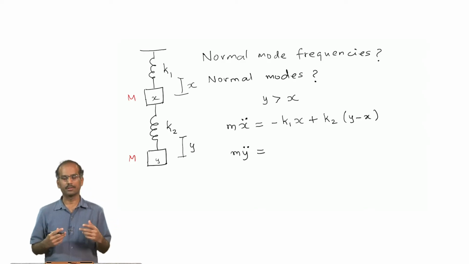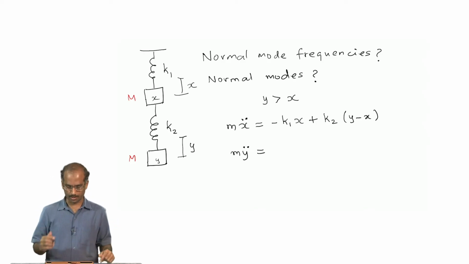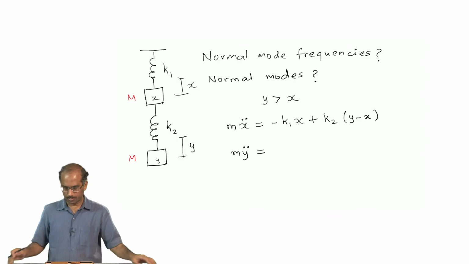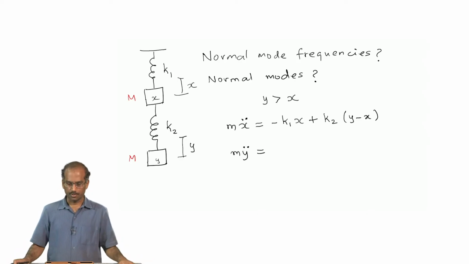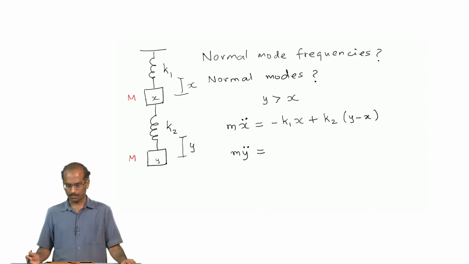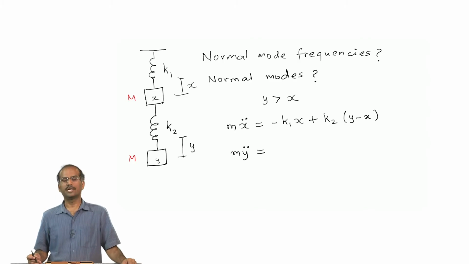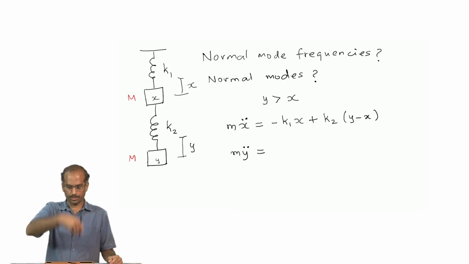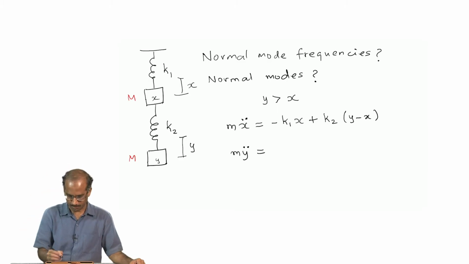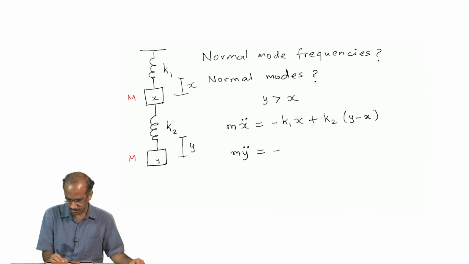So, it would depend on the displacement of both the blocks. Now we have assumed y is greater than x. So, y minus x is positive, which means that the second spring has undergone a compression and is going to push it down. Hence, it will be minus K2 into y minus x.